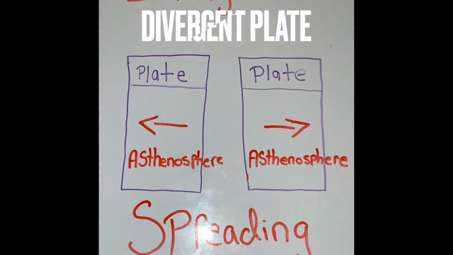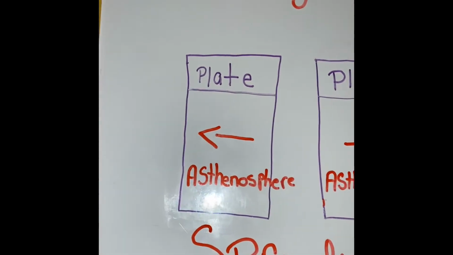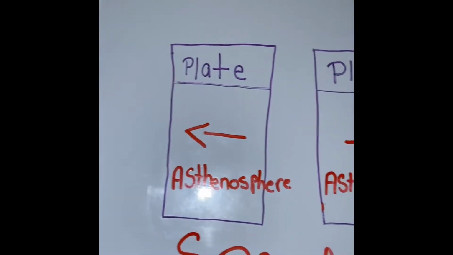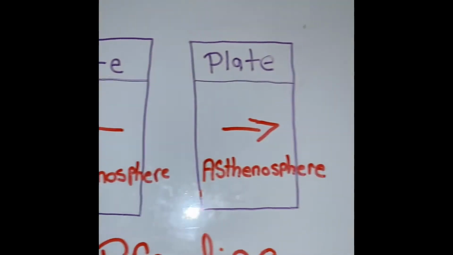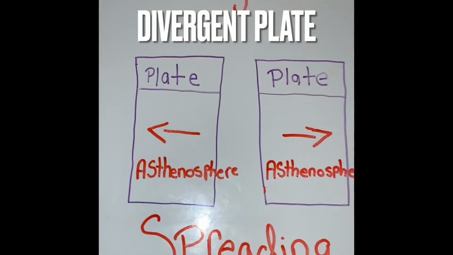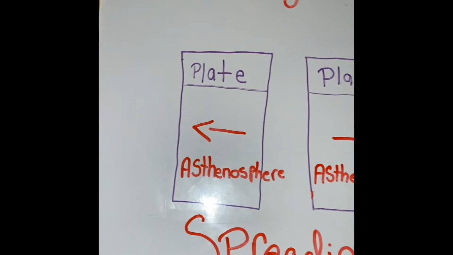This is called a divergent plate, and as you can see, the plates are moving away from each other. So they are usually between rift valleys and they are spreading.